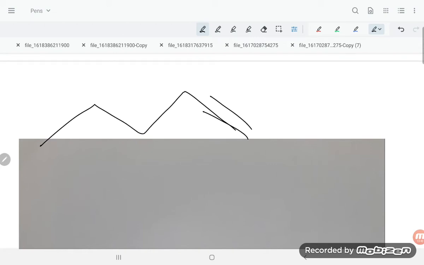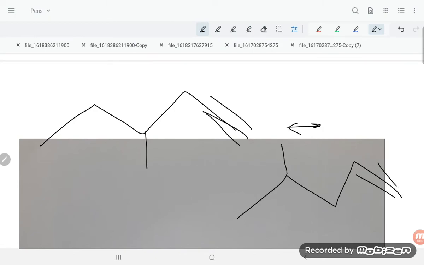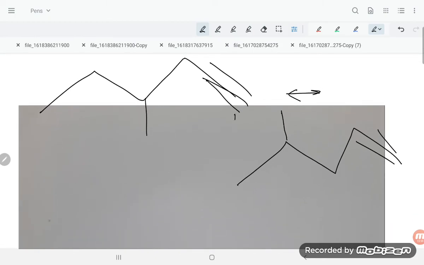Okay, and here is the position of the methyl group. Another possibility is there, the same compound can go this way. So if you are naming one, this is going to be 2, 3, 4, 5. So 3 methyl, what will come? That is 3 methyl pentyne.